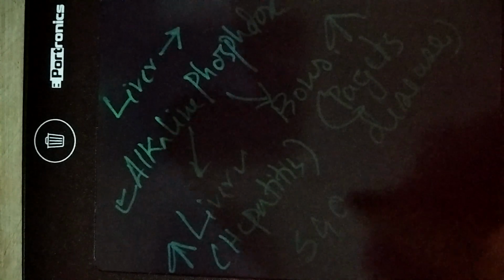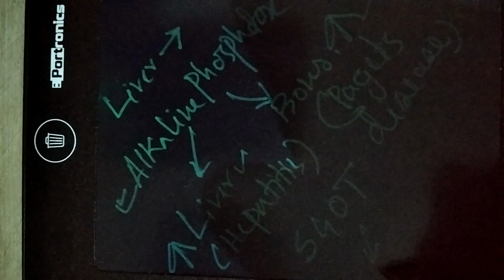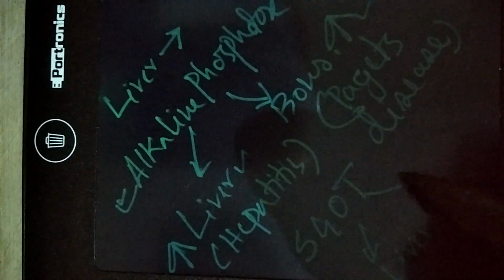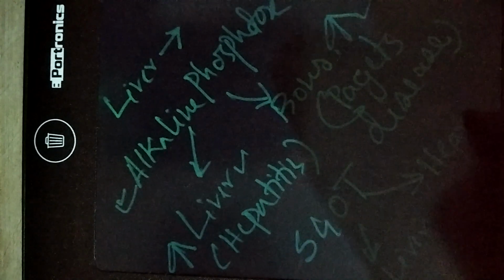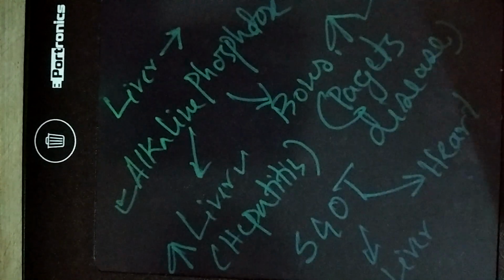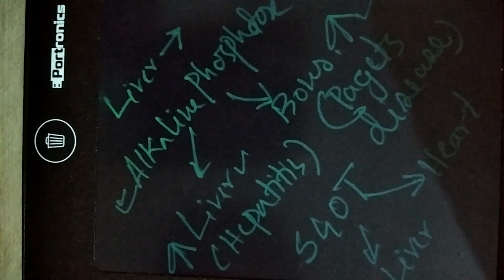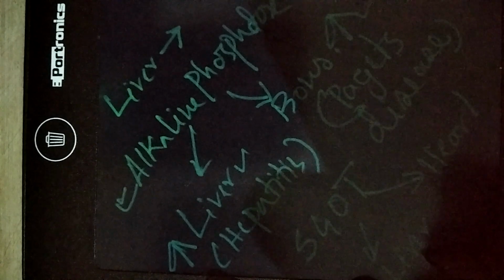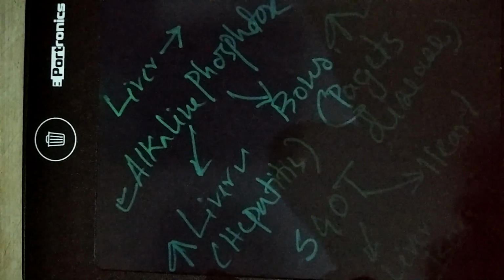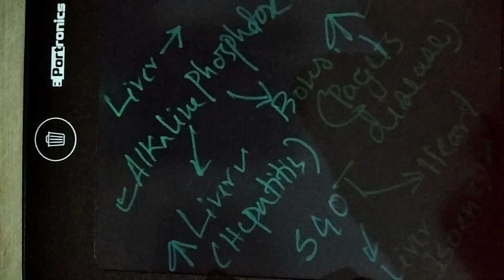Similar is the case of SGOT. This enzyme is present in liver as well as in heart. This kind of enzymes which can be present in more than one tissue performing similar activities are known as isoenzymes. Okay.